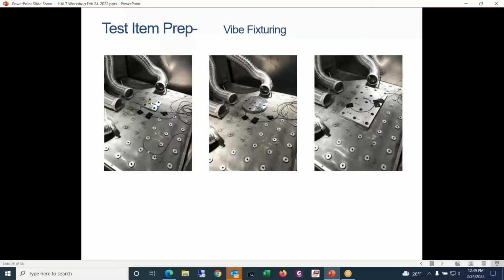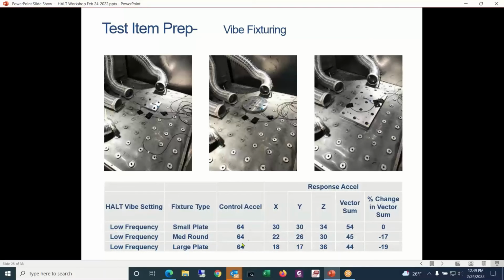So we prefer to have smaller footprint fixtures rather than larger fixtures that constrain the table. And that's illustrated here for the small plate, when we set the control accelerometer to achieve about 64 Gs RMS. And then we look at the responding accelerometer, and we look at what that transmissibility is from the control accelerometer to the accelerometer mounted on the fixture.